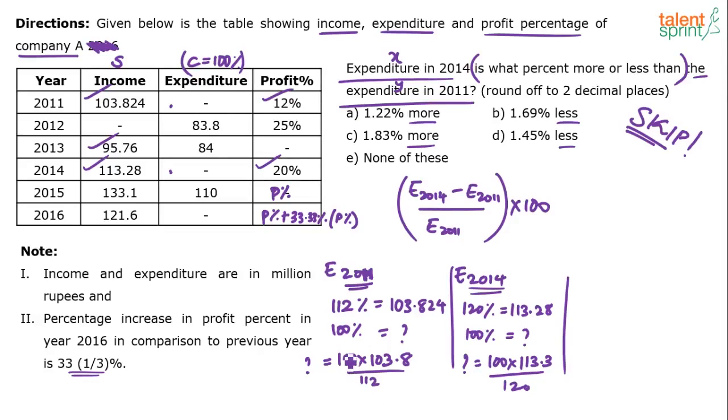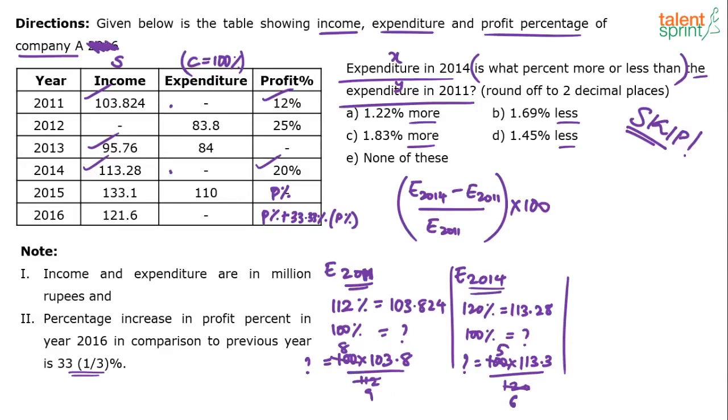Let me take this 112 as 112.5. So this is like 12.5 into 8. This is 12.5 into 9. You understand? I am taking 112 approximately as 112.5. So 112.5 is 12.5 into 9. 100 is 12.5 into 8. So 12.5 is common there. We get 8 by 9 into 103.8. Here this is 20 into 5. This is 20 into 6. But still, not a very simple calculation.